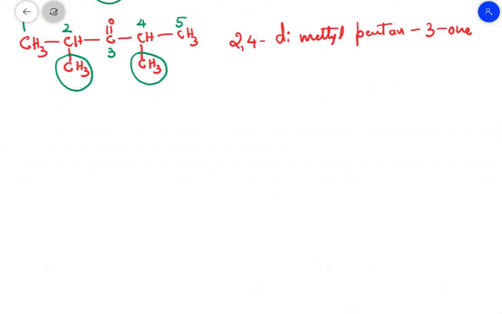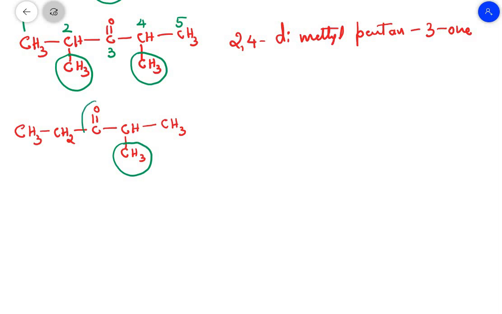Next example, CH3 single bond, CH2, C double bond O, then followed by CH single bond, CH3, then followed by CH3. And we have to number this in such a way such that the substituent should also get the lowest possible number along with the functional group, and hence we will be numbering from right hand side, first carbon, second carbon, third carbon, fourth carbon and fifth carbon, and the name becomes 2-methylpentan-3-one.